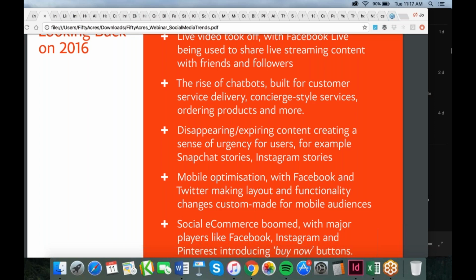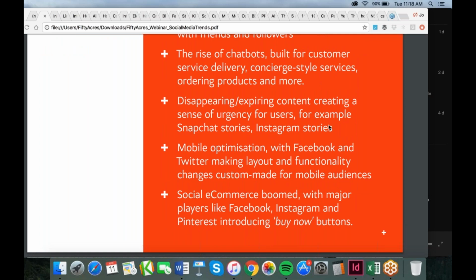Mobile optimization, with Facebook and Twitter making layout and functionality changes custom made for mobile audiences. So really there's a real acknowledgement that there are significant increases in accessing the internet from a mobile device. As we know, we're not always sitting in front of a computer, and even if we're at a computer, you'll often pick up your phone and look at something else. It's a very iterative and constantly used and interacted space.